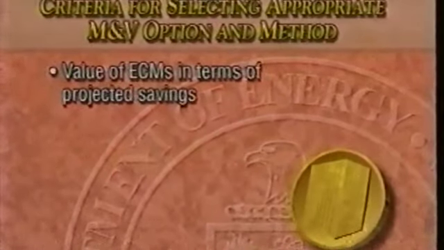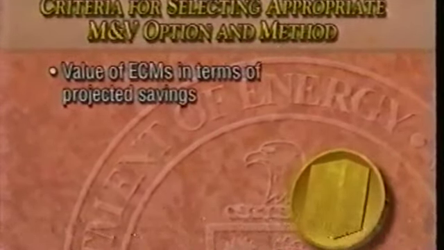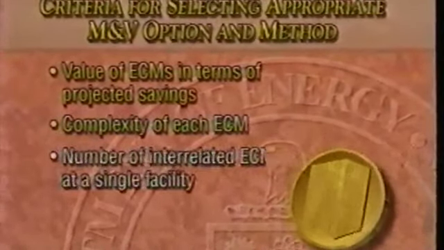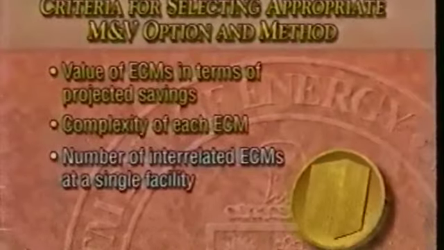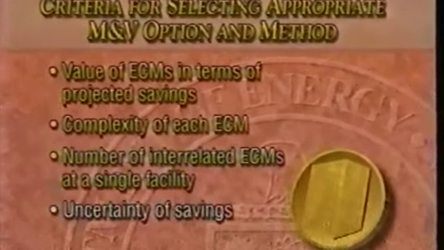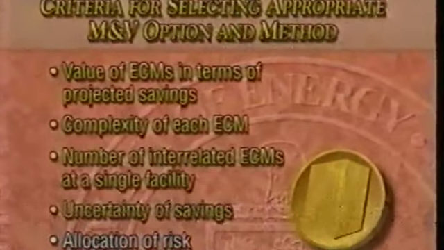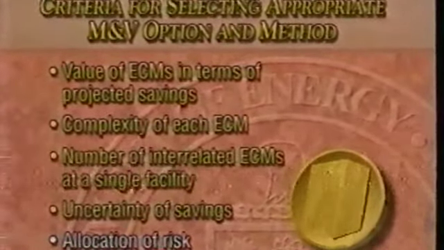The level of certainty and effort required to verify both the potential and the actual performance of an ECM will vary from project to project. When selecting the appropriate M&V option and method for your project, factor in the value of the proposed ECM in terms of projected savings, the complexity of each ECM, the number of interrelated ECMs at a single facility, the uncertainty of savings, and the allocation of risk between the agency and the ESCO.